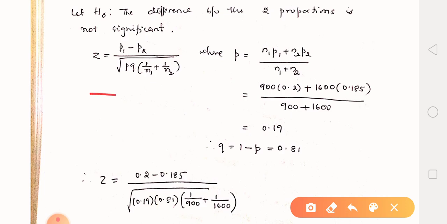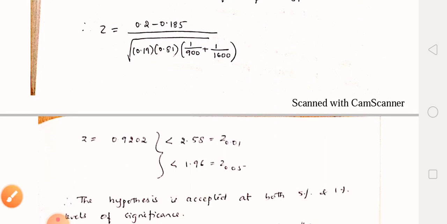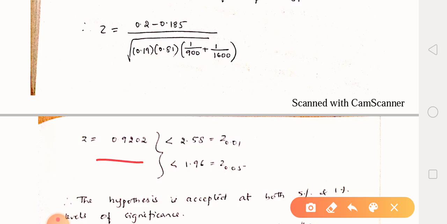Substituting in the expression for Z and simplifying, we will get Z as 0.9202, and it is less than the critical values of Z at 1% level and 5% level. So the hypothesis that there is no significant difference between the proportions of the two samples is accepted.